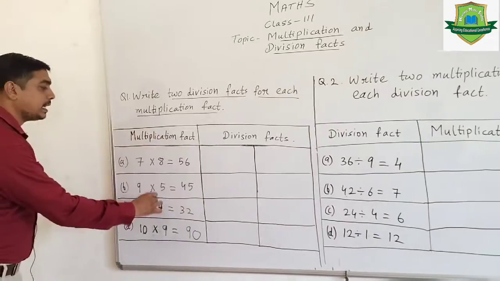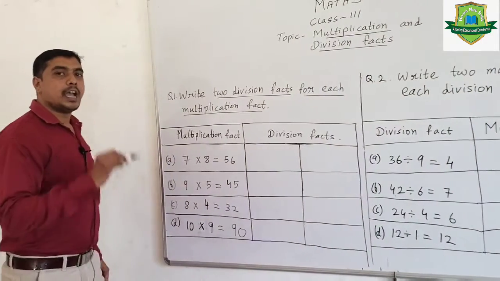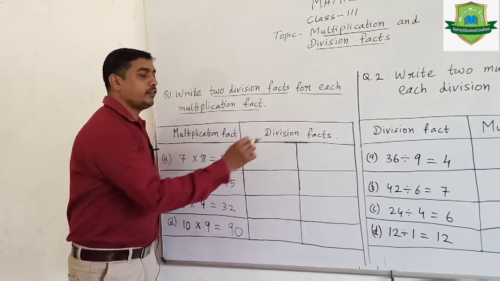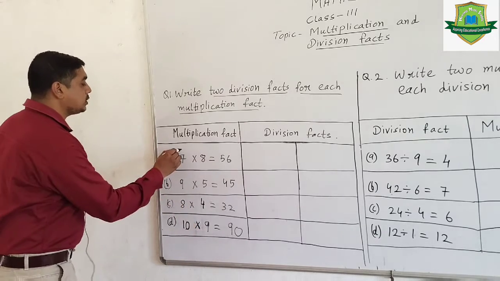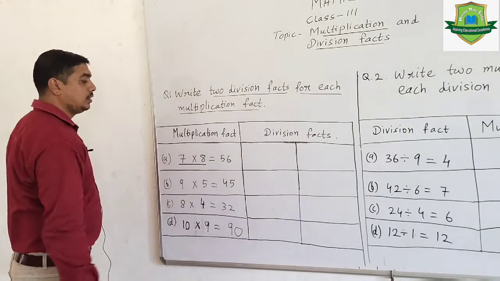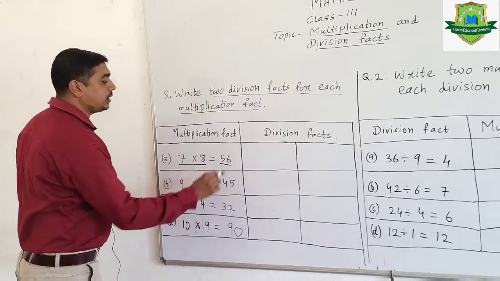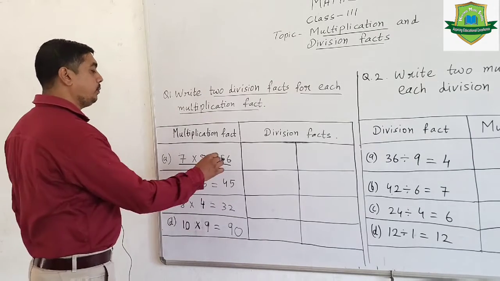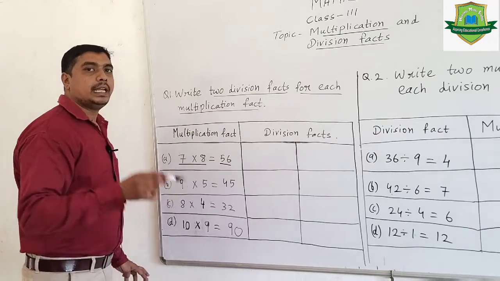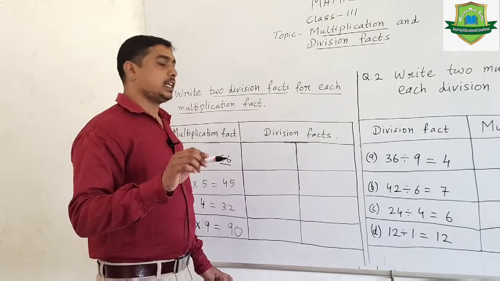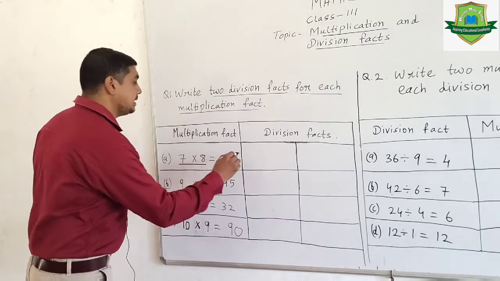So dear, the multiplication fact is given here. You have to write the division fact. So how will I write the division fact, dear? Listen, these two are the multiplication facts, and this is the product, isn't it? So I will just divide the product by the first multiplication fact and then by the second. Okay, like this.